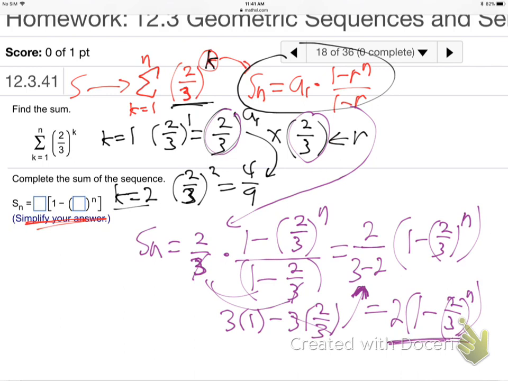So again, I just multiplied those two denominators together. The 3 went there, the 3 went there. 3 times 1 is 3. 3 times 2/3 canceled. 3 minus 2 on the bottom, which is just 1. So 2 over 1 is 2.